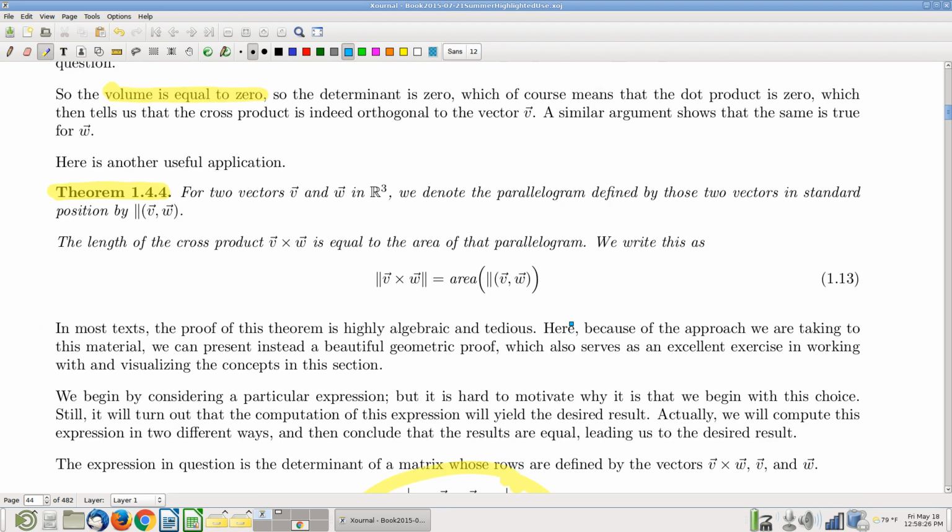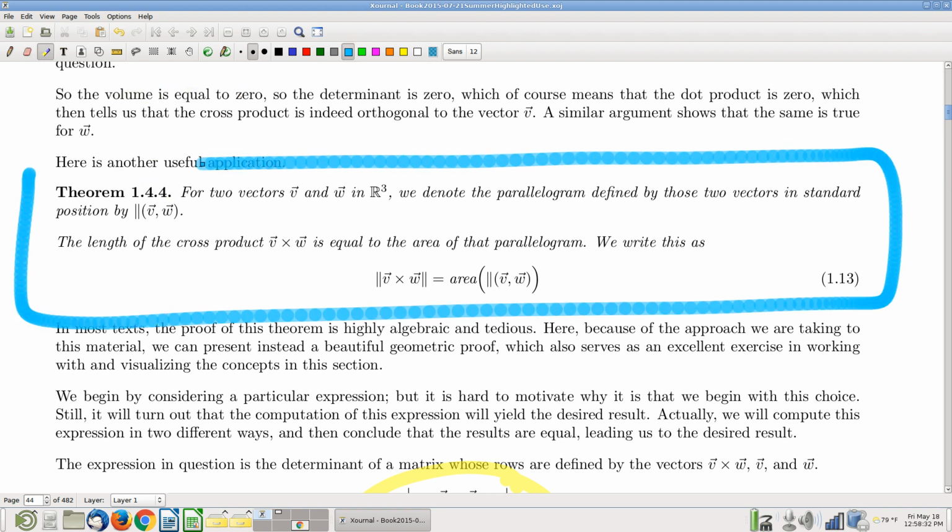Okay, here's the next cool argument that we're going to make. This theorem has different ways to prove it. I like this one best. If you take the cross product of V and W and look at its magnitude, for any two vectors V and W, the magnitude of that cross product tells you the area of the parallelogram that those two vectors define.